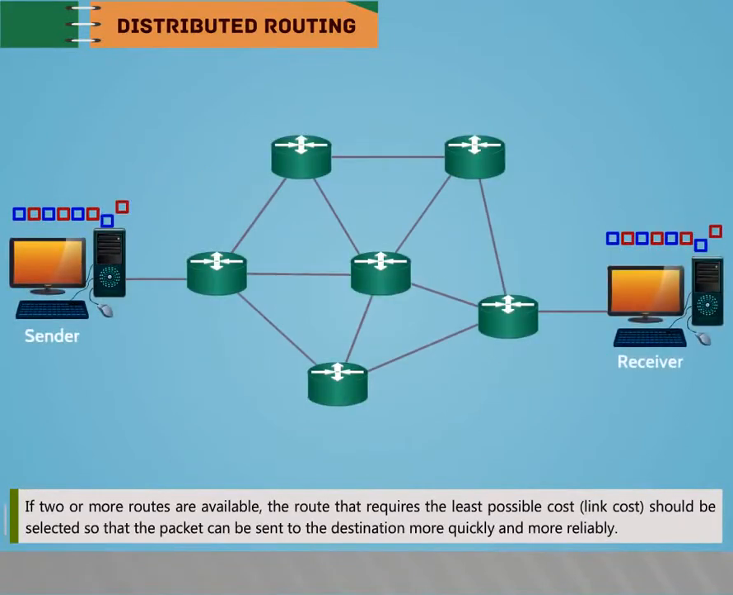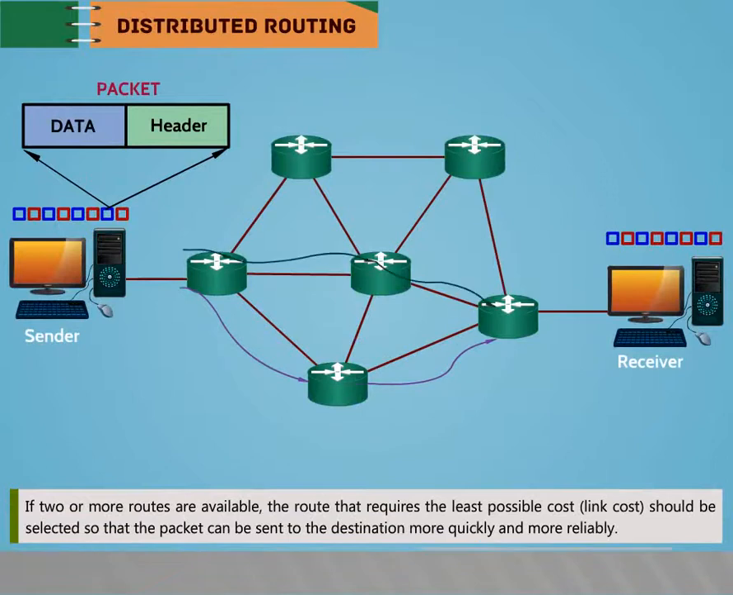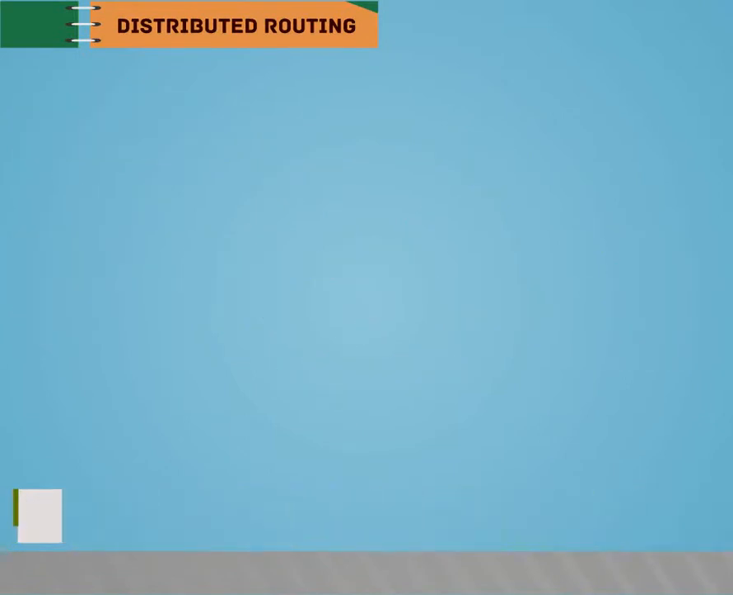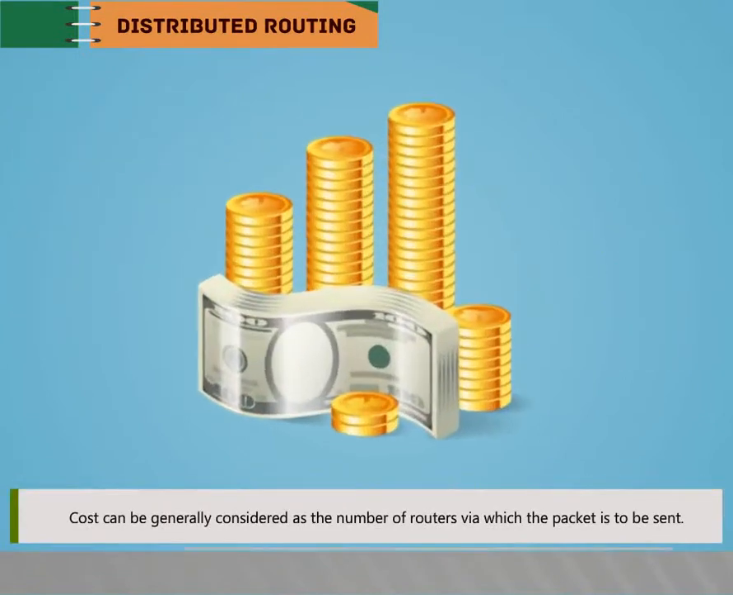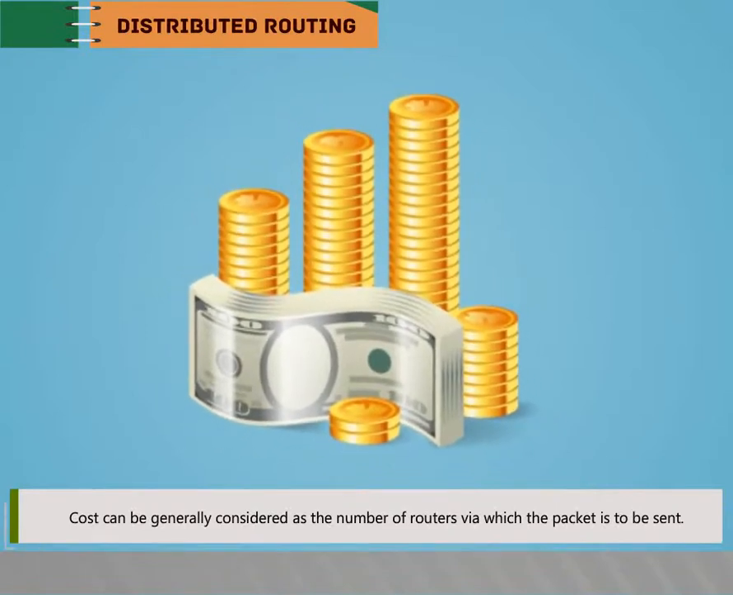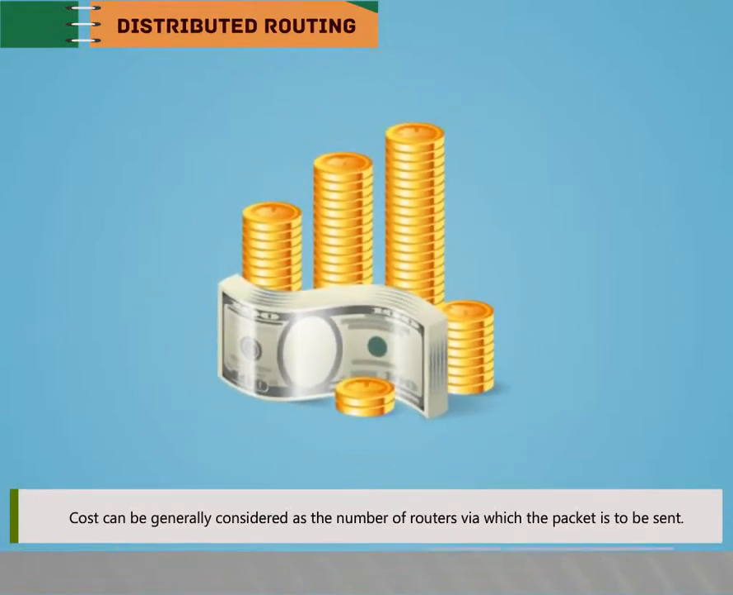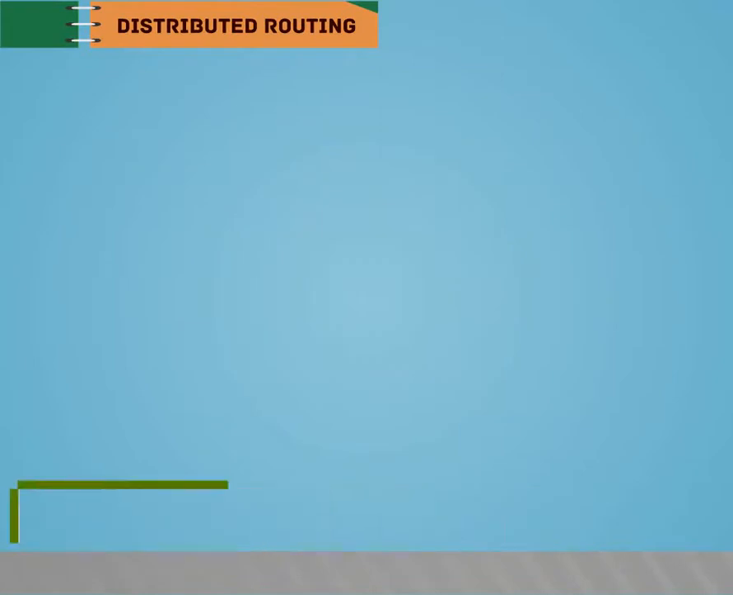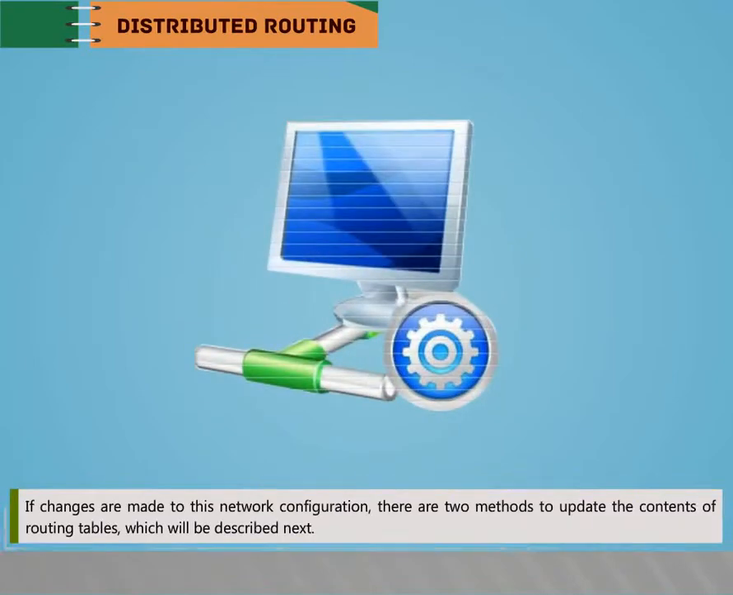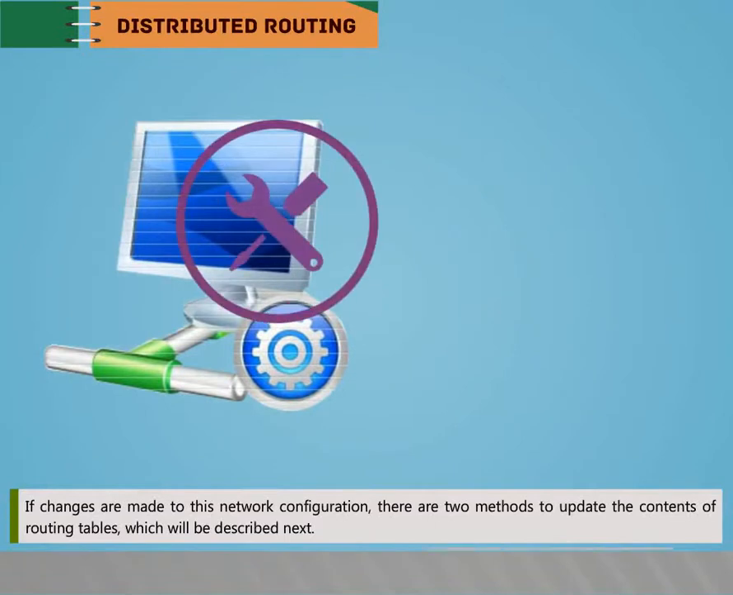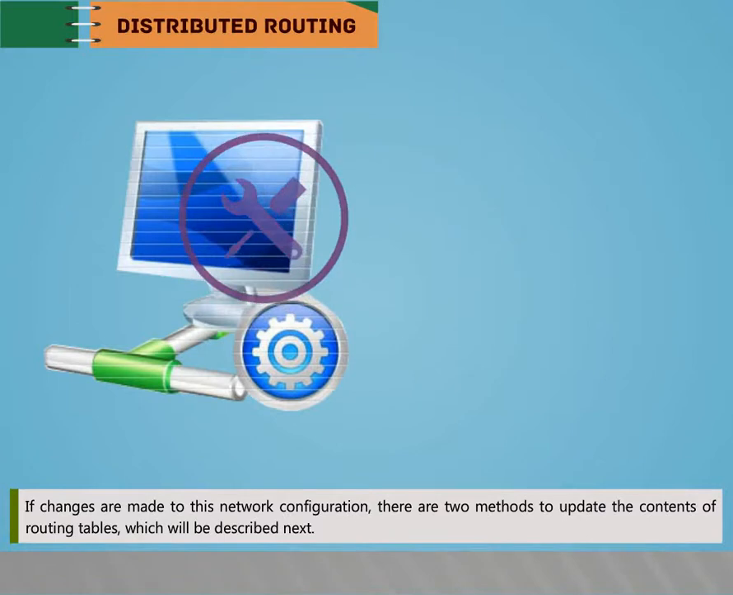If two or more routes are available, the route that requires the least possible cost, that is link cost, should be selected so that the packet can be sent to the destination more quickly and more reliably. Cost can be generally considered as the number of routers via which the packet is to be sent. If changes are made to this network configuration, there are two methods to update the contents of routing tables, which will be described next.